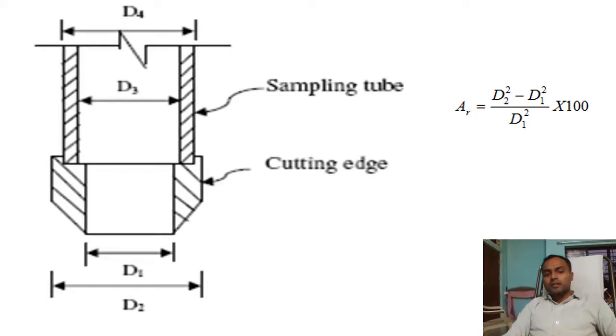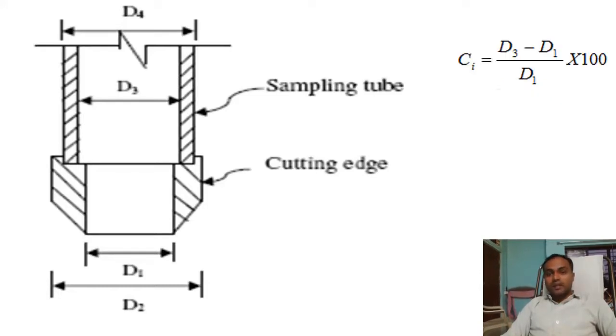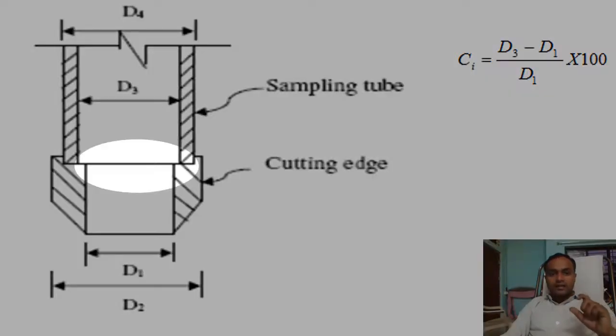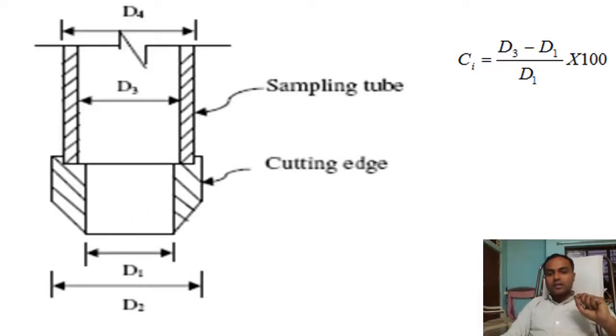The second parameter is the inside clearance. You can see in the figure that there is some clearance given inside the sampler and cutting edge. The recommendation is that it should be calculated using the formula (D3 minus D1) divided by D1, into 100, and this inside clearance must be between 0.5 and 3%. Only then can we say that the sampler will give you an undisturbed soil sample.